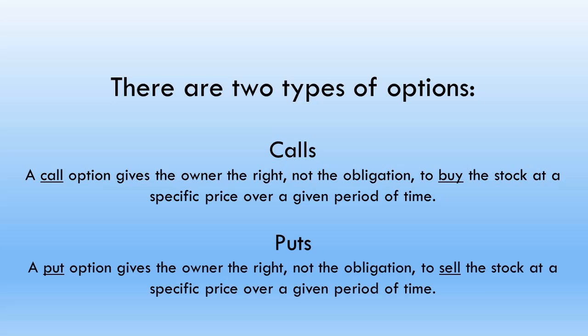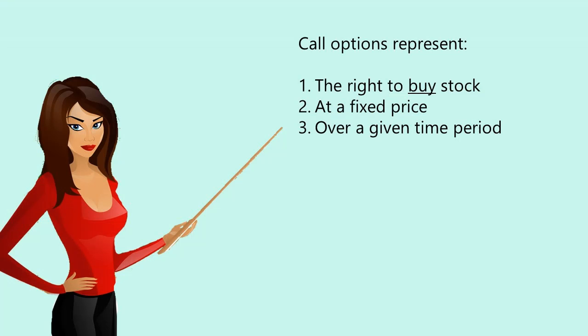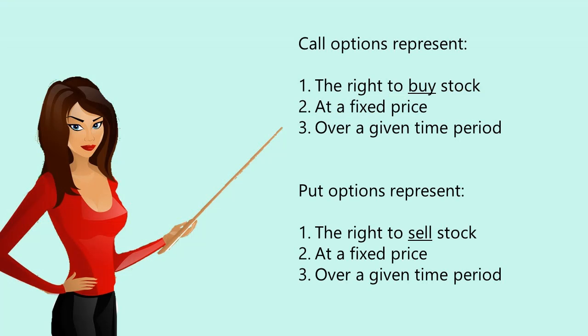Now let's take a look at these statements once again, in an outline form, focusing on a few of the other key words. To a buyer, call options represent the right to buy stock. Now look at the difference between buying calls and buying puts. Unlike calls, the put option represents the right to sell stock. Emphasis on the word sell. Both calls and puts can be bought and sold at a fixed price.